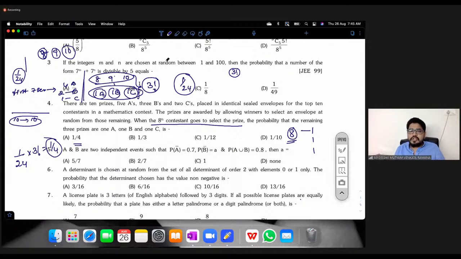So the first one is also correct. In the first one, what we have is 1 by 24, what is that? If you are not worrying about the 8th, 9th, 10th, those people, 3 prizes, 3 factorial ways. But if you are not worrying about that, because as per this, the 8th contestant goes to select the prize, he hasn't selected the prize actually. So that's a difference here. Is it clear?